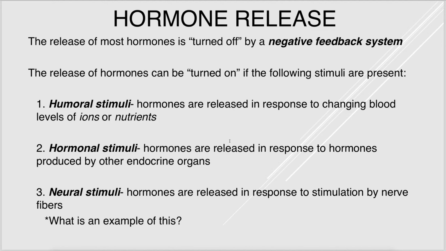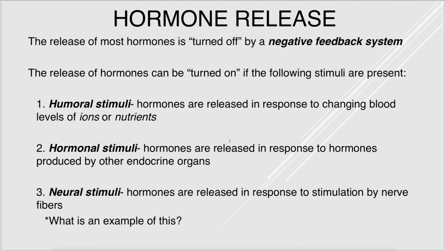So the release of hormones, we know, is going to be turned off by negative feedback, but something has to turn the production of hormones on. And there are really three main stimuli that can do that. You have humoral stimuli, and basically these stimuli are going to be things like ions or nutrients. For example, the release of aldosterone is going to be stimulated by decreased levels of sodium in the blood.